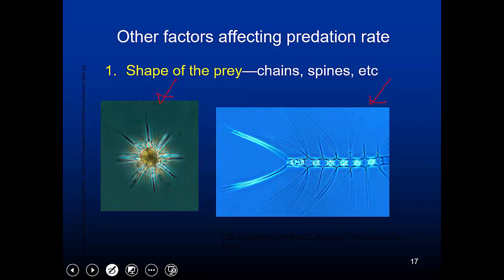being in a chain of diatoms rather than a single cell basically makes you bigger. And we've already seen that the size of the prey has a big impact. So I put chains here in terms of the shape, though in some ways it's more about size as opposed to shape. Certainly spines have an impact on feeding. So another one is just the composition of the prey.